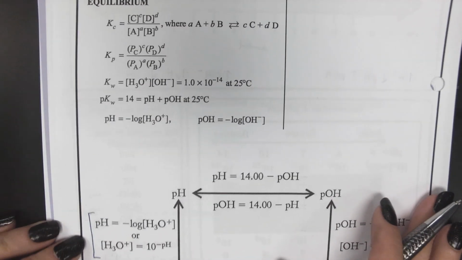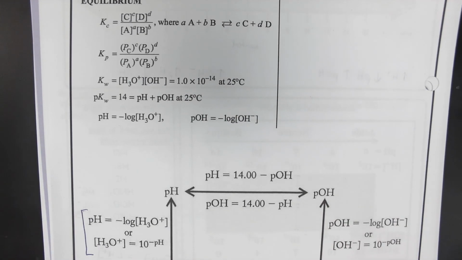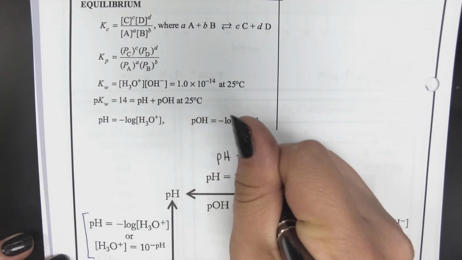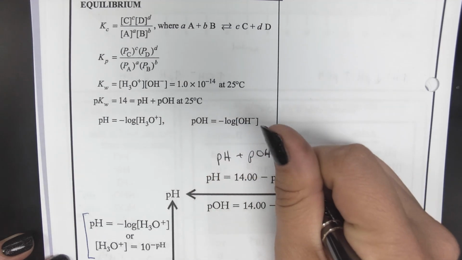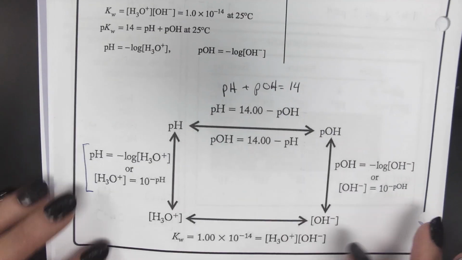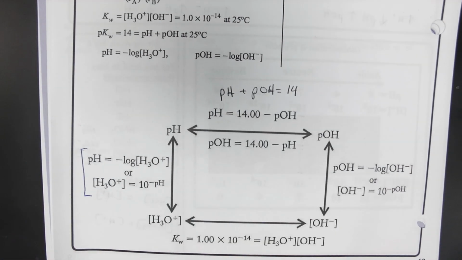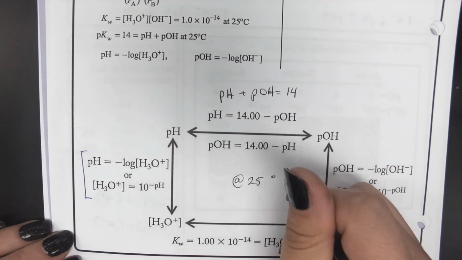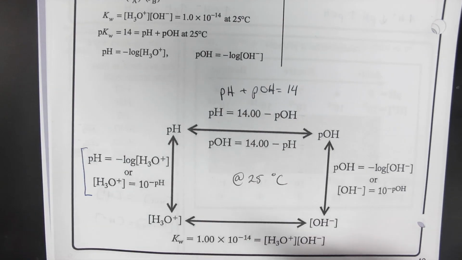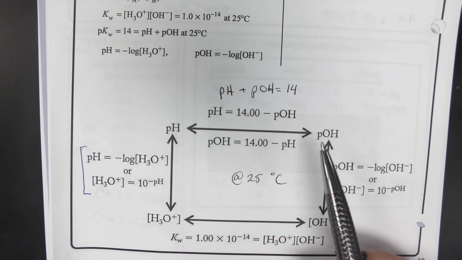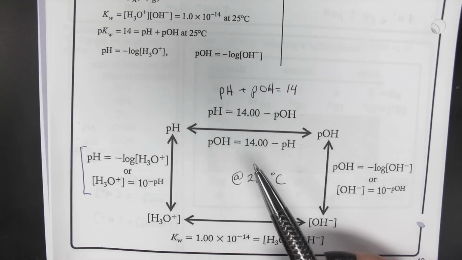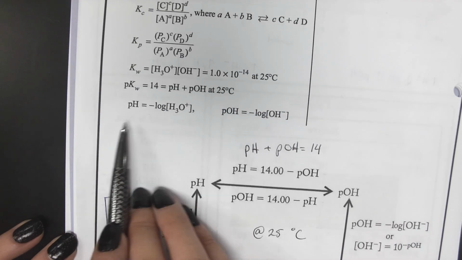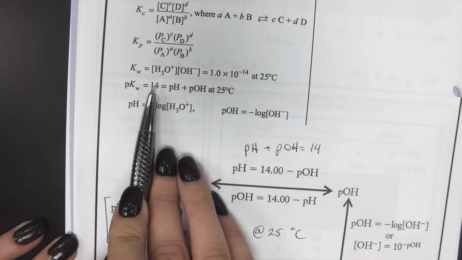So let's go over what we did in class to start off with. The easy one is just remembering that pH plus pOH will equal 14. Now, all of these equations are dependent, like this needs to be at 25 degrees Celsius, okay? So pH plus pOH will only equal 14 when it's 25 degrees Celsius. And let's say that you don't have this memorized. Well, it's right here. pH plus pOH is equal to 14.